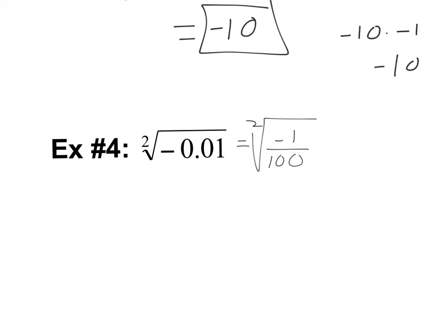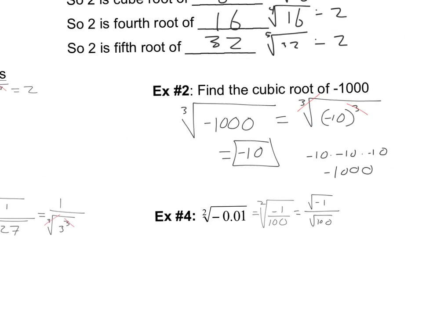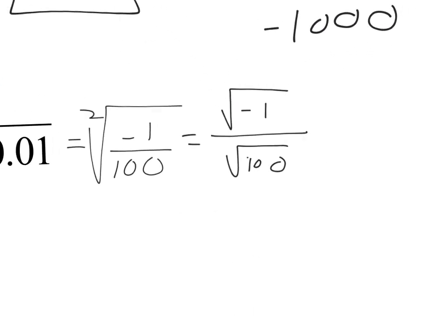So what we can do is we can separate this. I can separate this as the square root of negative 1 over the square root of 100. And when there's a 2, I like to call this little part the crack. So when there's a 2 in the crack, we don't need to write it. If there's any other number, like a 3 or a 4, we do have to write it every time. But when it's a 2, we don't.